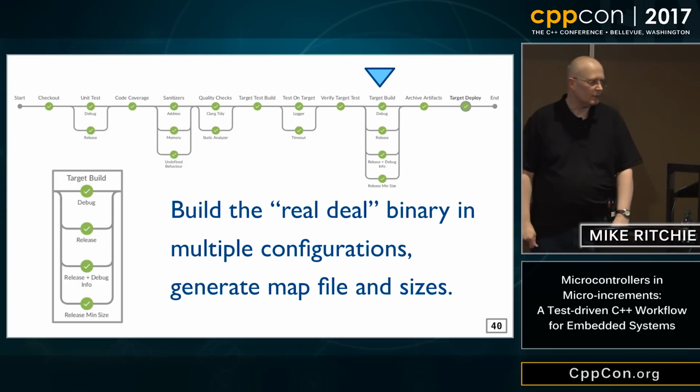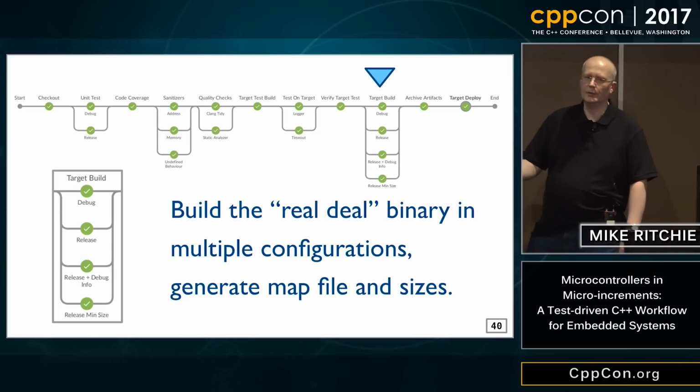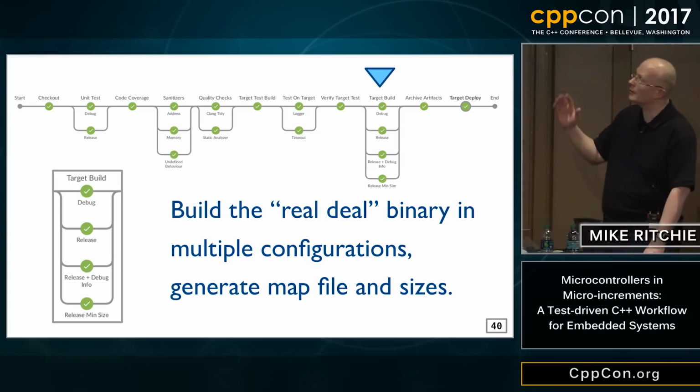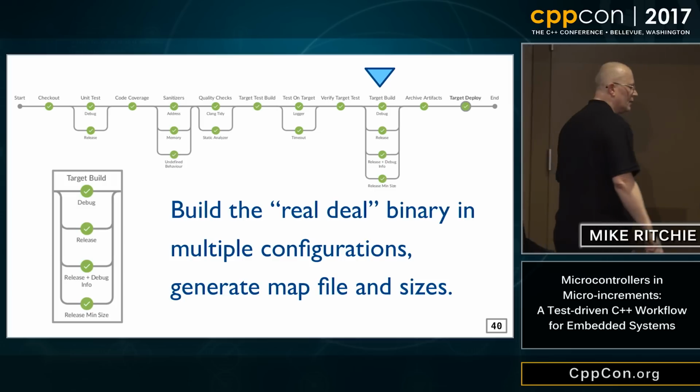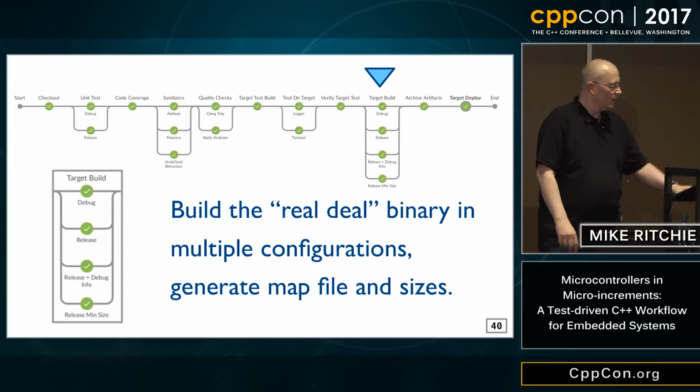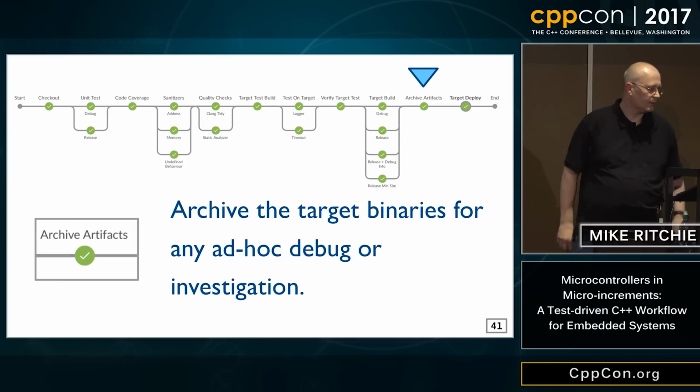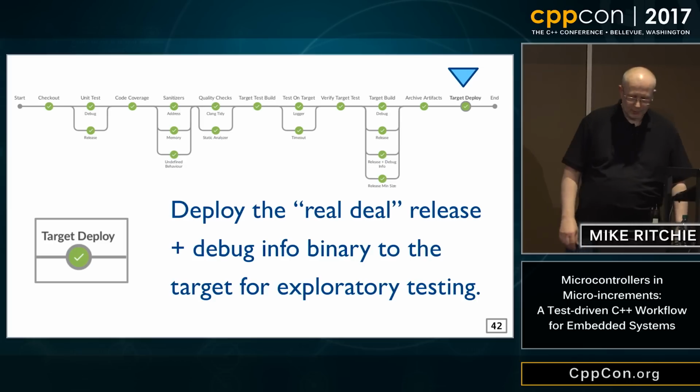Building the real deal binary, you're building the ELF and the hex files in multiple configurations. So debug, release min size, and release with debug info. Archive the whole lot, and then finally deploy that to the target.